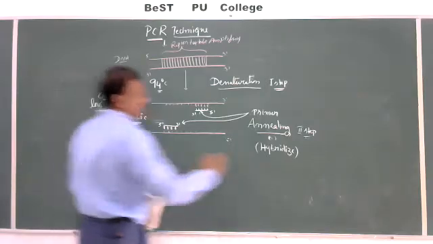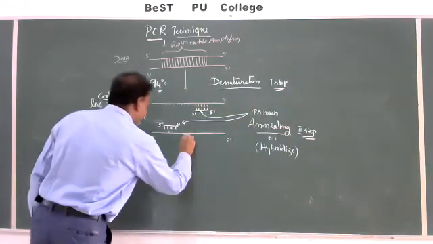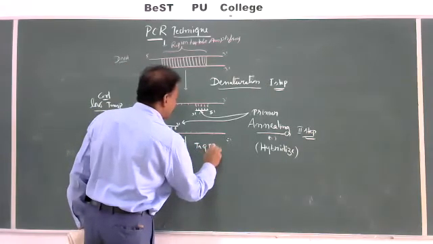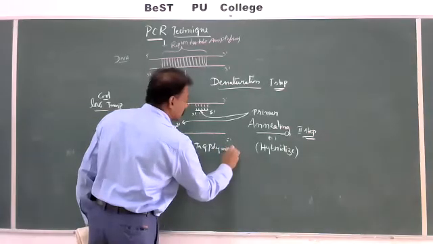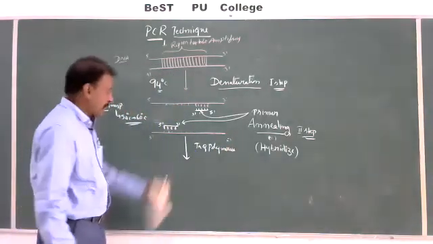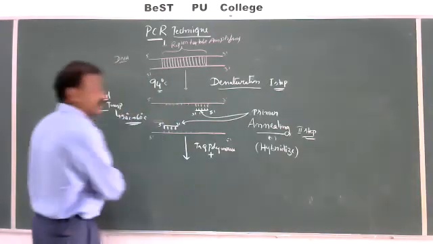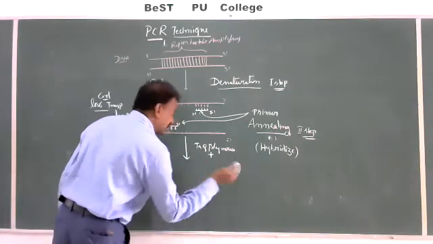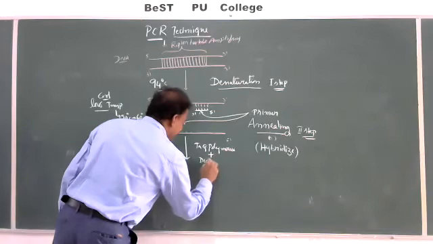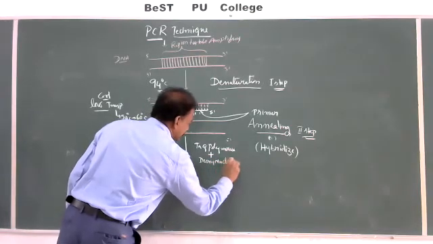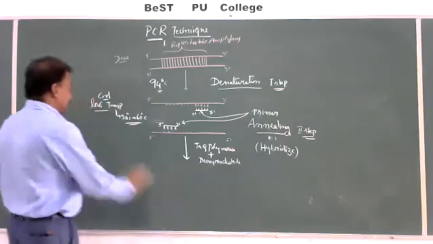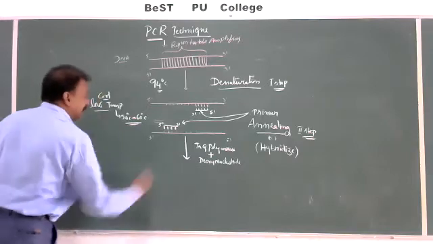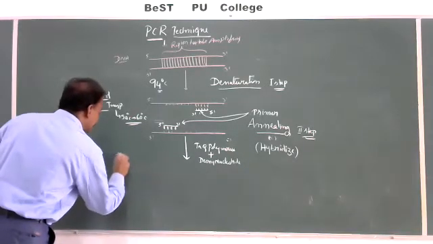Now, third step. Now we are going to take the help of Taq polymerase, plus we are going to take deoxyribonucleotide triphosphates, which are the substrates, deoxynucleotides. And the temperature is again increased and maintained at 72 degrees centigrade.